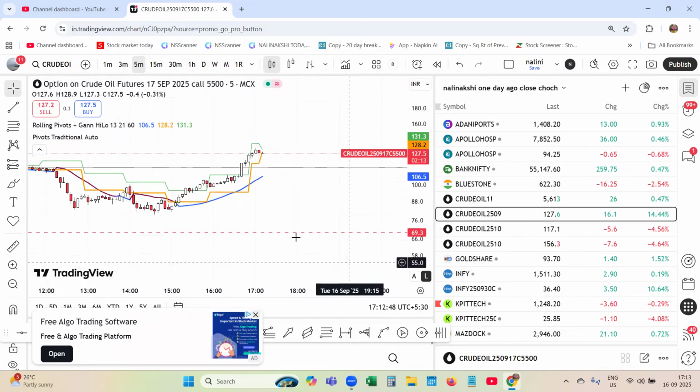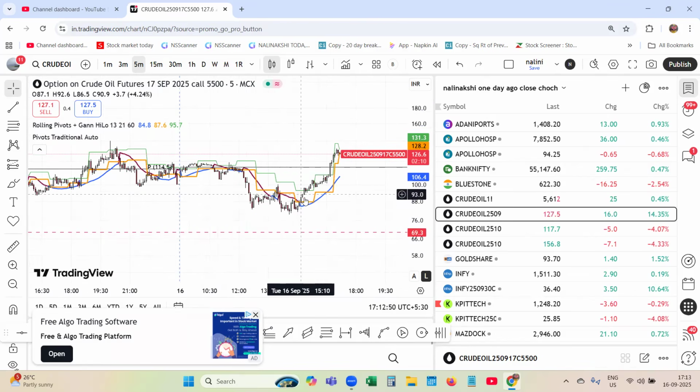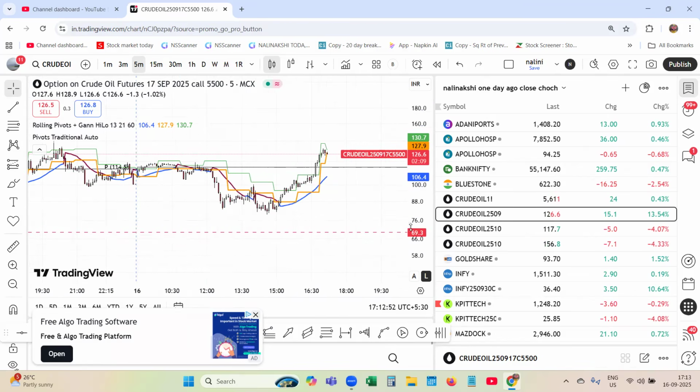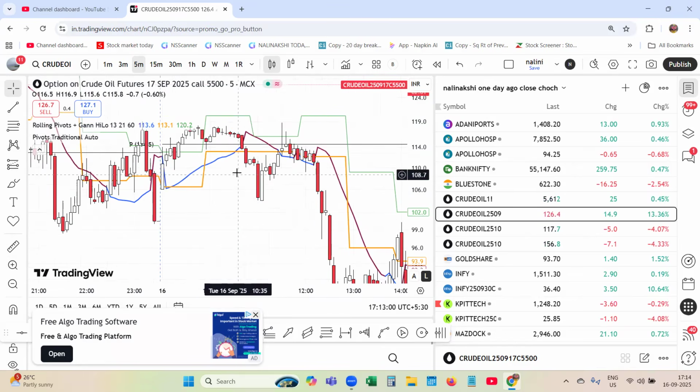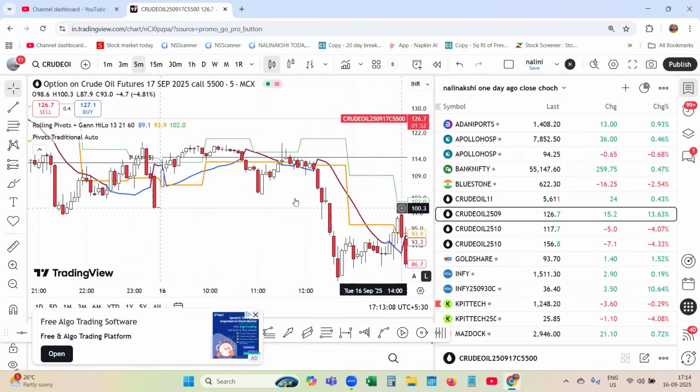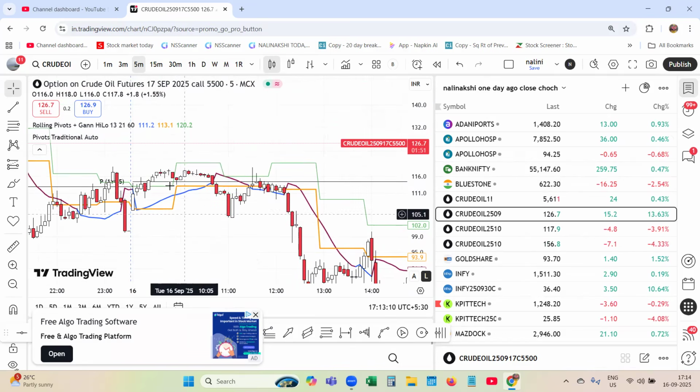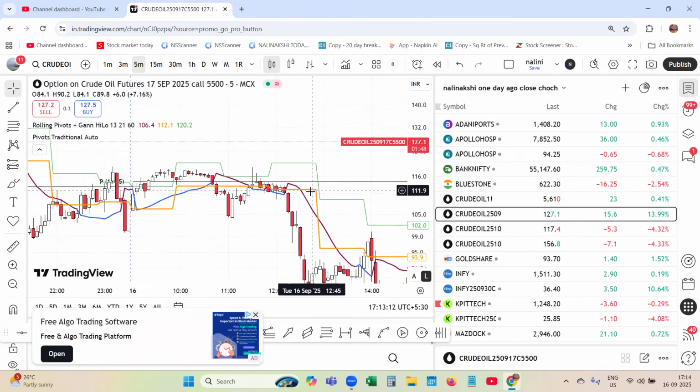Even when it is going sideways, you should avoid it. See here, it goes sideways. There is no trend. Why is there no trend? Because this Gann HiLo is constantly changing colors, blue to magenta, blue, magenta. That means price is going sideways. Even the pivot is running horizontal.